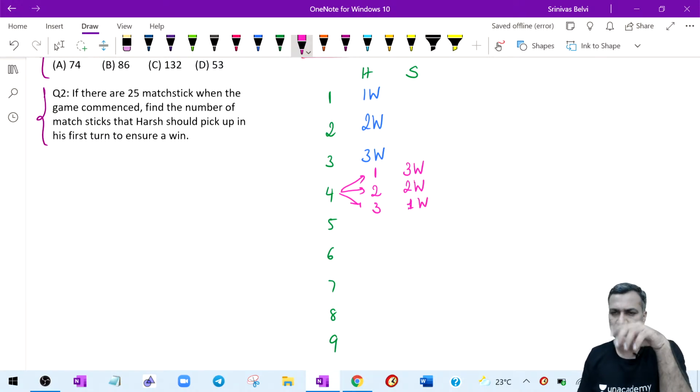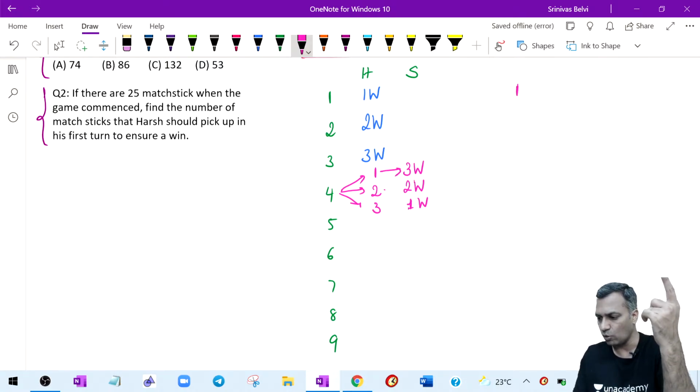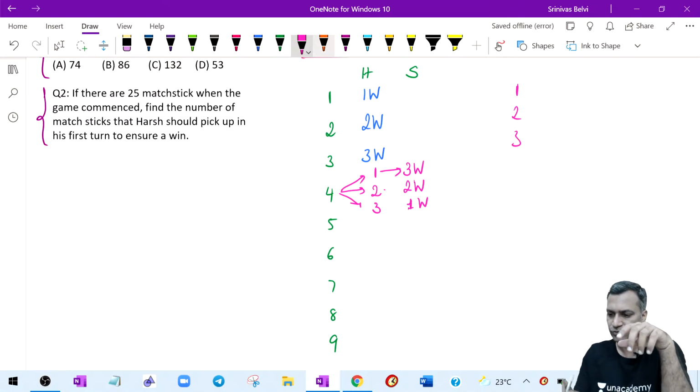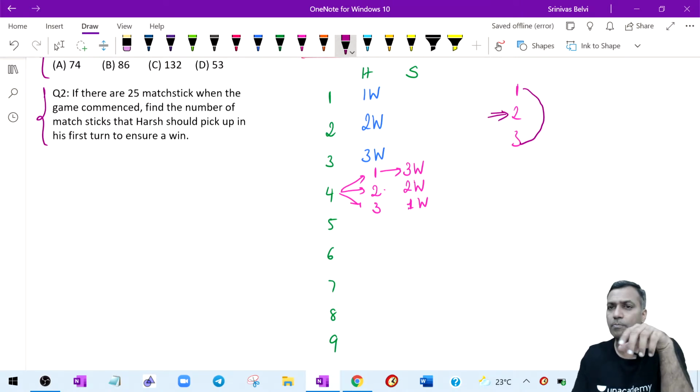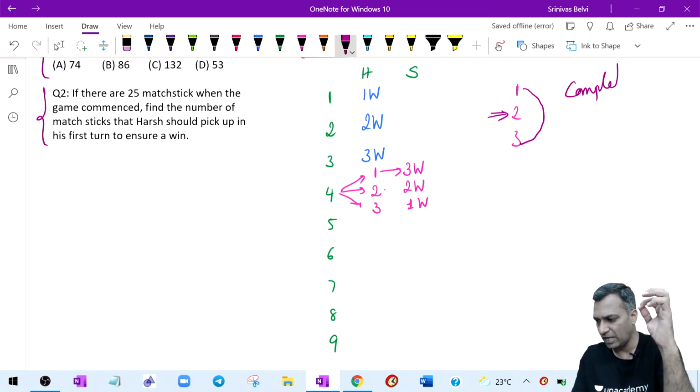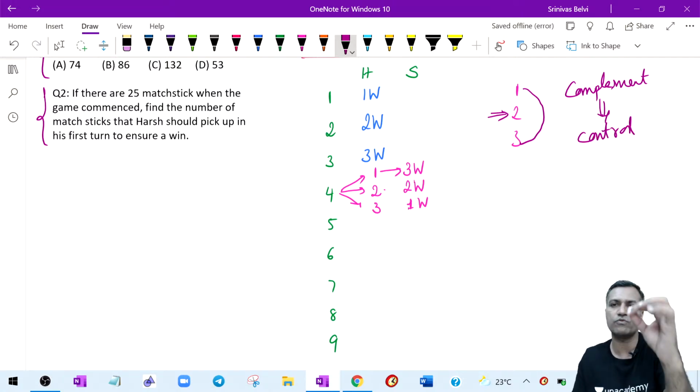This is called the controlling number. Who started controlling? Sagar did. You pick one, I pick three, because the complement exists. The numbers that exist are 1, 2, 3. The complement of 1 is 3. The complement of 2 is 2 itself, because it's the middle number. As long as the complements exist, there is control. As long as the complement exists for a number, the control can be established. If there is no complement, there is no control for that particular number.